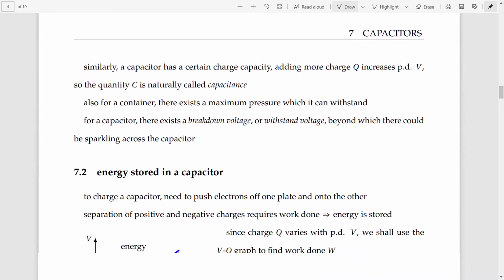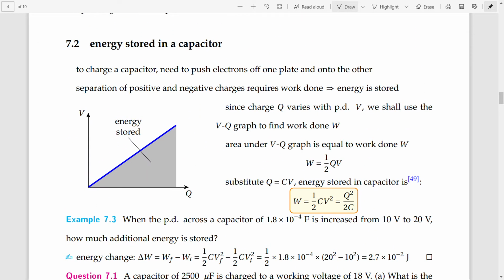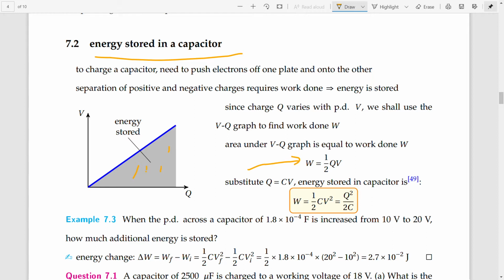What to discuss next? Energy. This is actually important. Energy stored in capacitors: the area under the V-Q graph is the energy stored. The formula for energy stored is W equals 1 by 2 QV, which is base times height, the area under the graph. Simple. By substituting some values, you'll get this. You can write it by yourself.